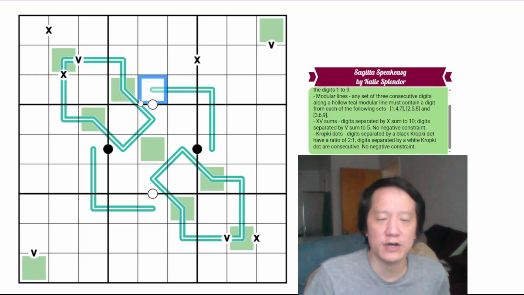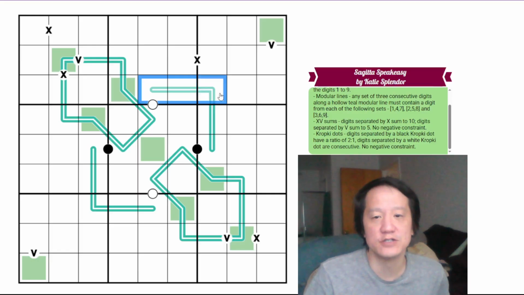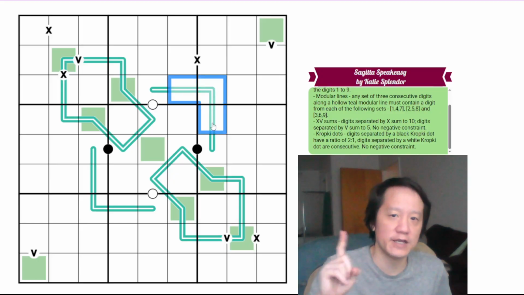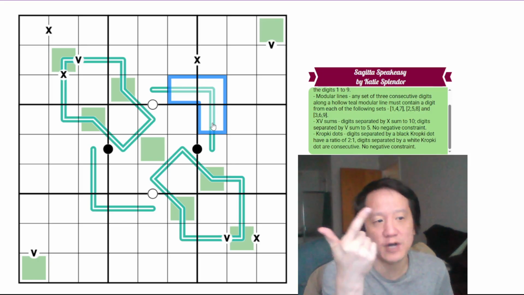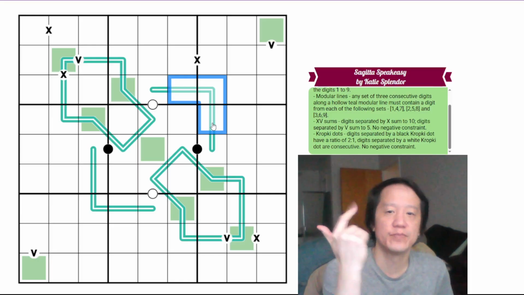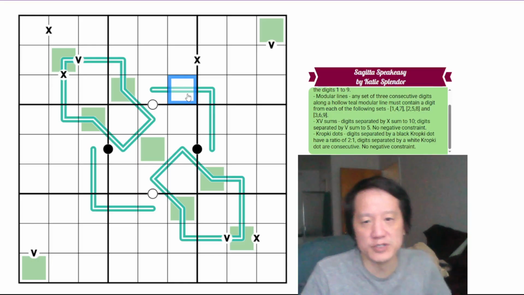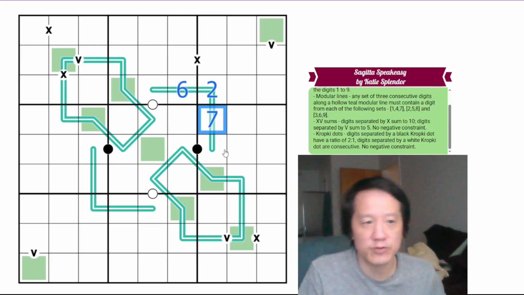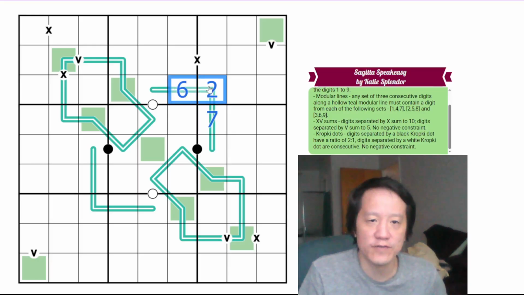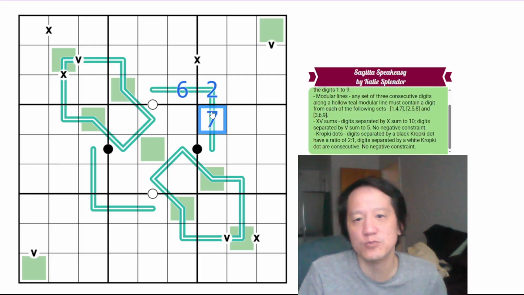To continue on the modular lines, any 3 consecutive digits on the modular line must contain a digit from every set of 1 modulo 3, 2 modulo 3, and 0 modulo 3. So this could be something like 6, 2, and 7. That would be valid because in this set of 3 consecutive digits, you have a digit from 0 modulo 3, a digit from 2 modulo 3, and a digit from 1 modulo 3.